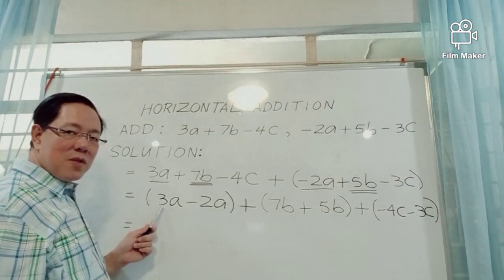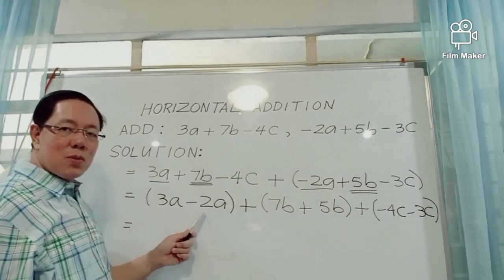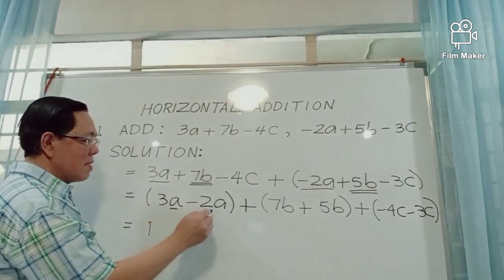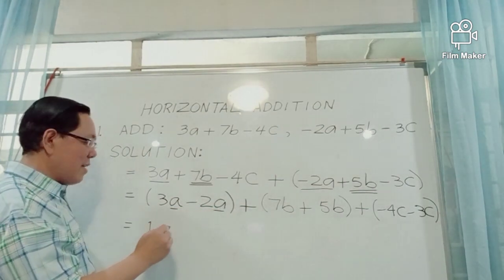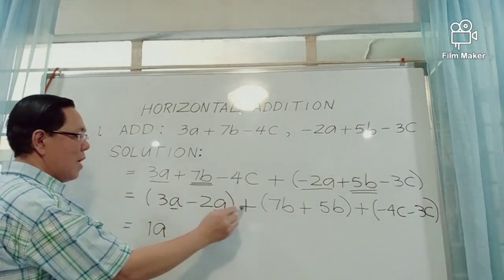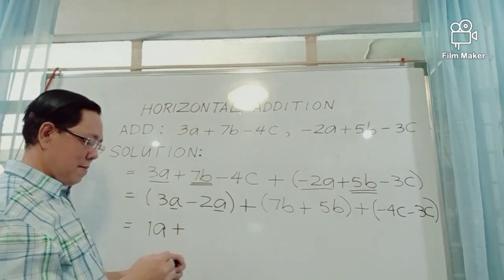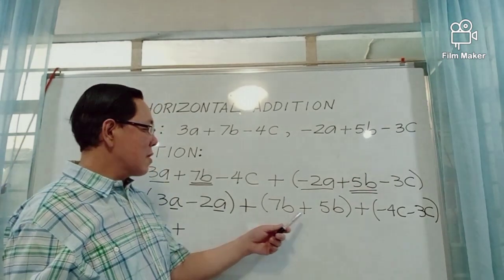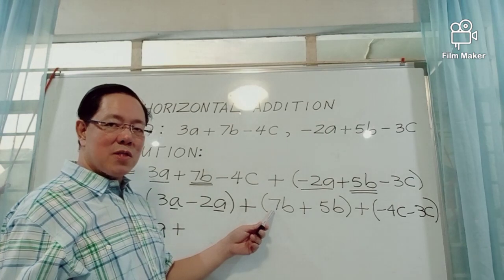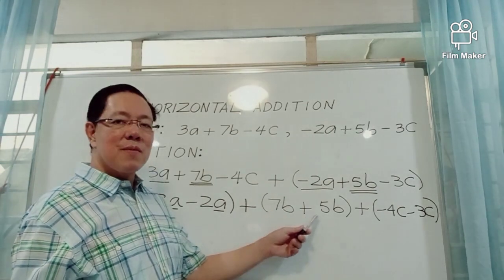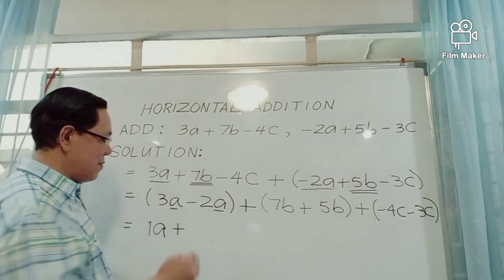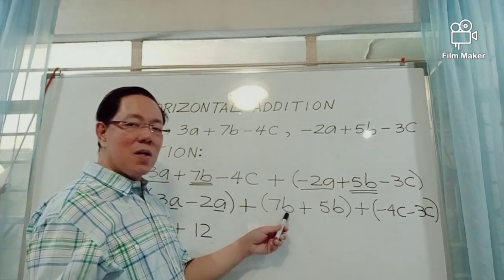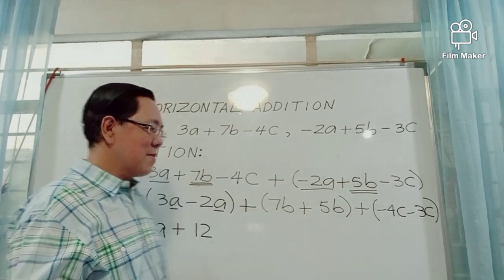Add the numerical coefficients, 3 plus negative 2 is 1. And copy the common literal coefficient a. Plus, this group of similar terms, combine by adding the numerical coefficients. 7 plus 5 is 12. And copy the common literal coefficient b.